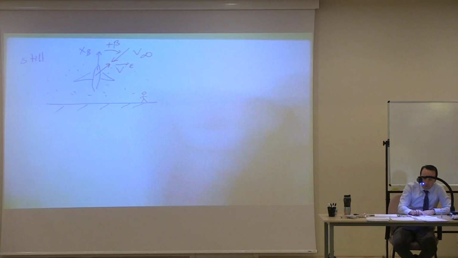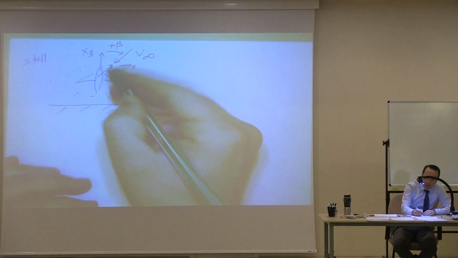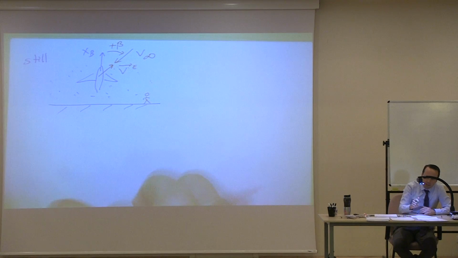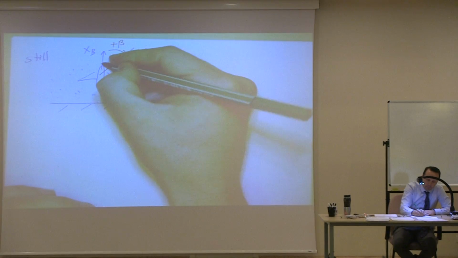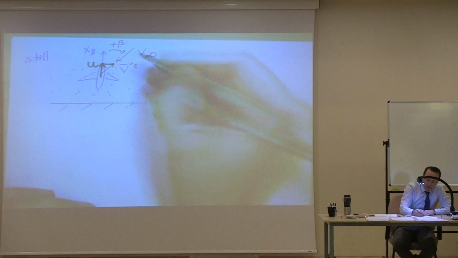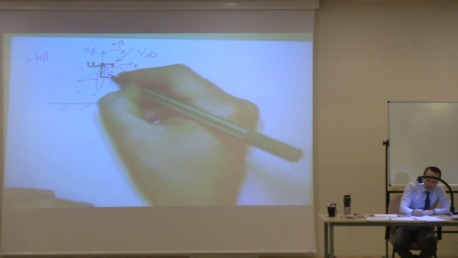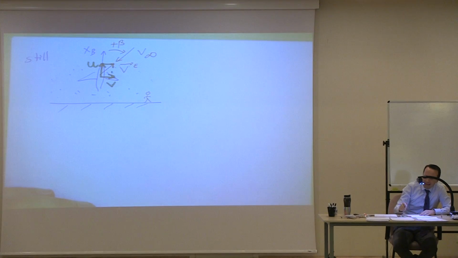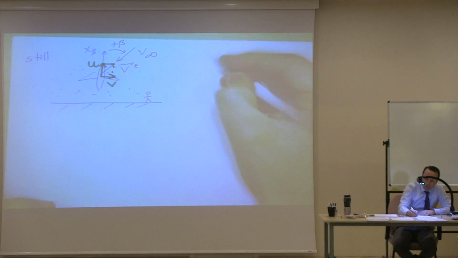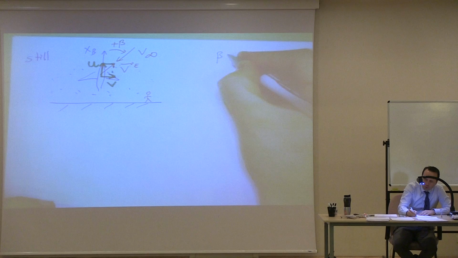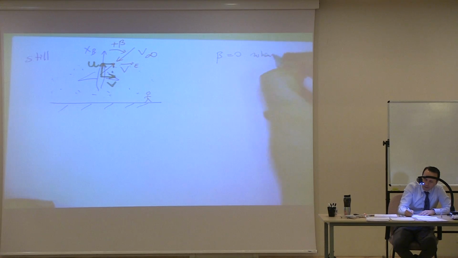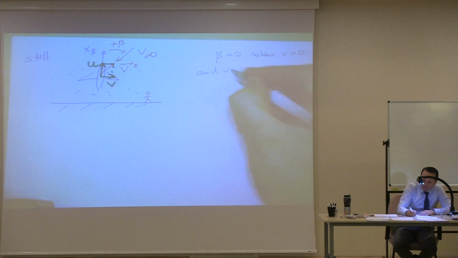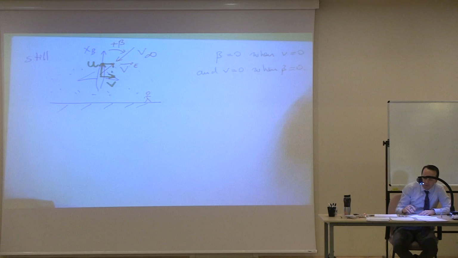So I'm claiming this v infinity, the velocity of the airplane, has now two components. One is this one, u, and this one is v. And I'm claiming now, like I did before, beta is equal to 0 when v is equal to 0, and v is equal to 0 when beta is equal to 0. It's the same statement.